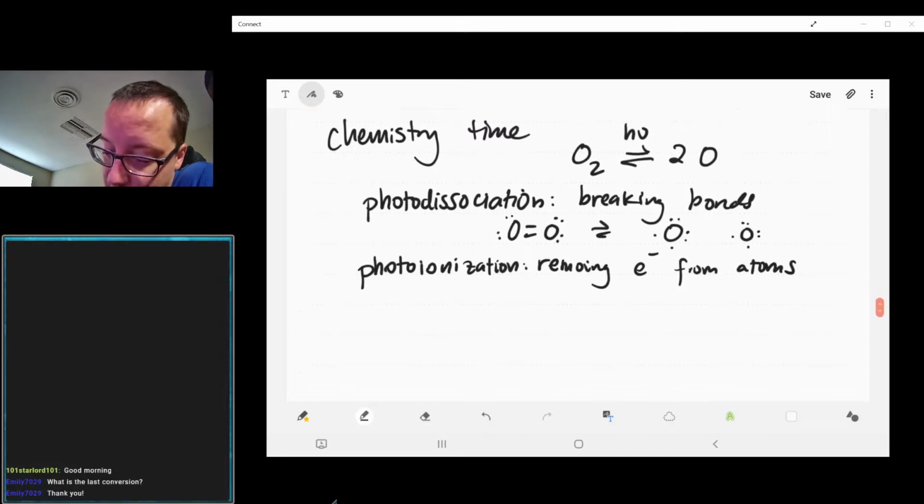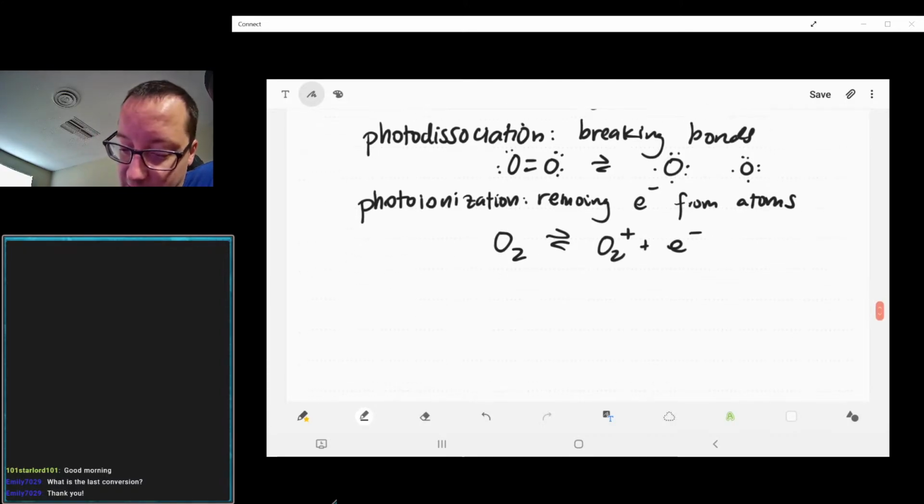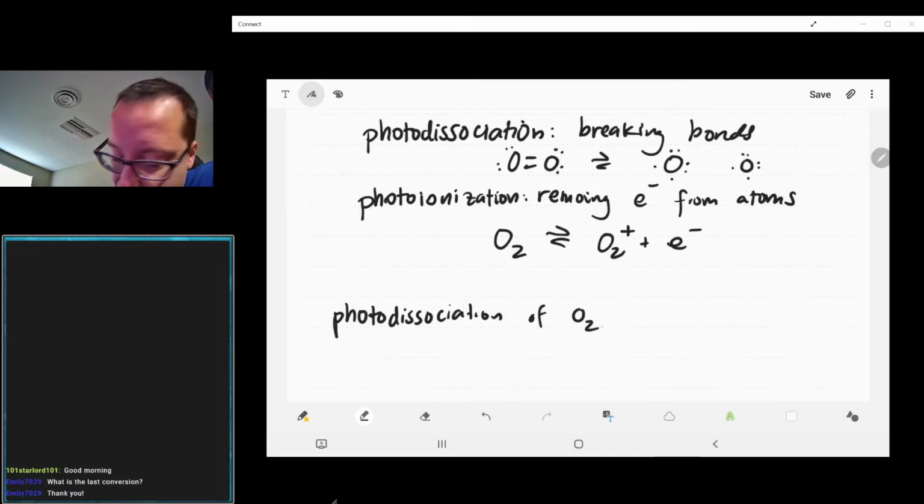Something like photoionization, though, would be something like oxygen gas becoming an oxygen positive ion and an extra electron, just removing an electron there. So we're going to see that these are pretty common reactions here. And so we're actually going to be able to talk about the energy of some of these reactions. So let's take a look at the photodissociation of O2. I have the value here somewhere.